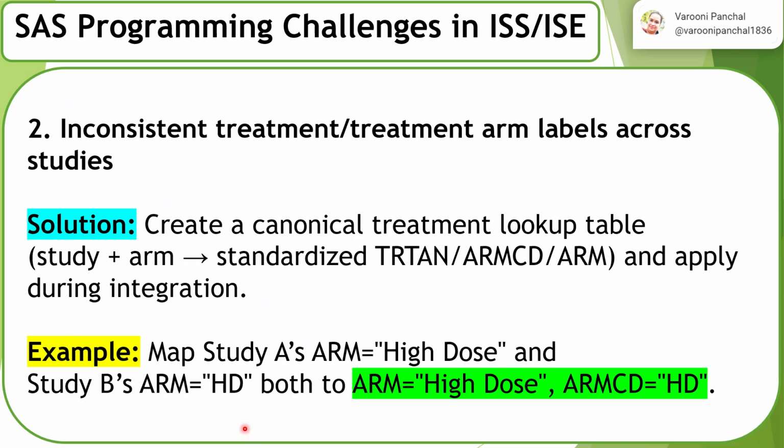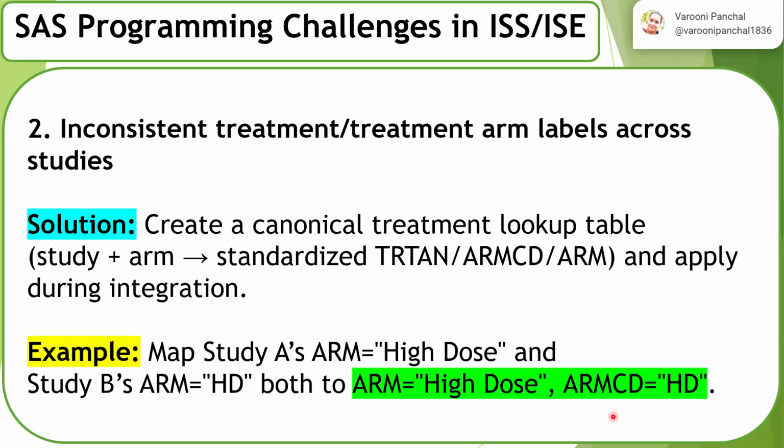So how do you handle this? In study A, I will use high dose, and in study B also I will use high dose, and the arm code will be HD in study A, and also in study B I will use arm code as HD. Now where will this arm and arm code be reflected? It will be reflected in the actual ISS and ISE data structure. In study A and study B the values will remain the same, but when you're combining into the ISS and ISE study, you need to enter arm as high dose and arm code as HD for both study A and study B records when you're combining vertically.